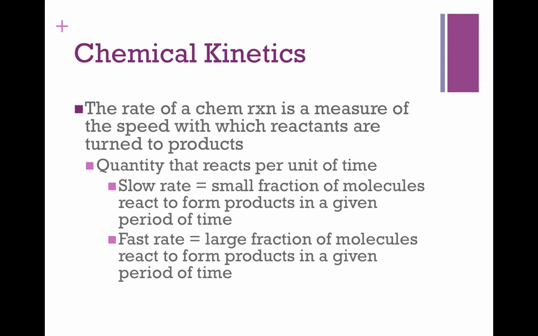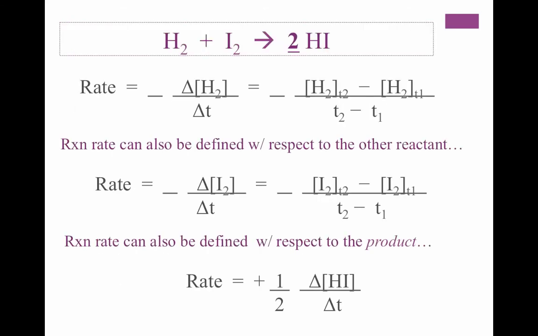Chemical kinetics, remember kinetic or kinesiology is movement, which is basically the rate at which a chemical reaction proceeds. So it's how fast reactants are turned to products. It's a quantity that reacts per unit of time. Usually that quantity is given in molarity. If we have a slow rate, that means there's only a small fraction of molecules that are reacting per period of time, and at a fast rate, there's a large fraction of molecules.